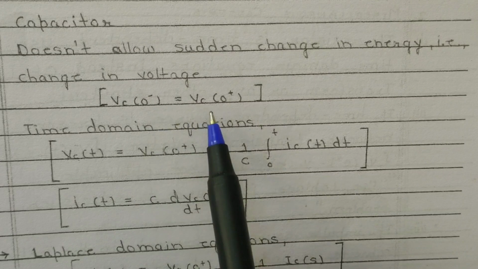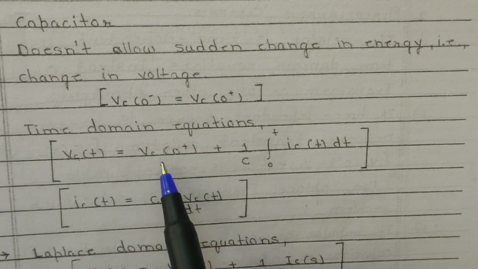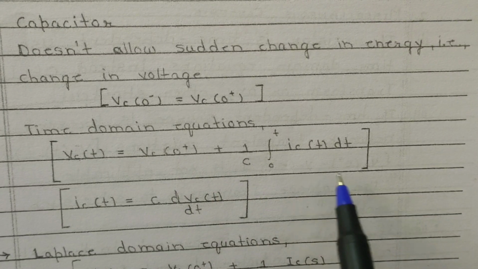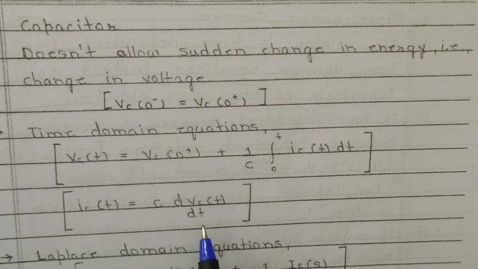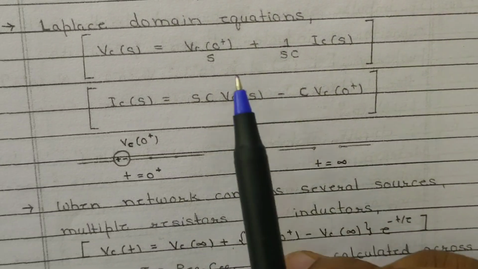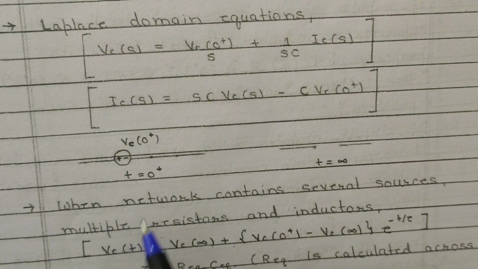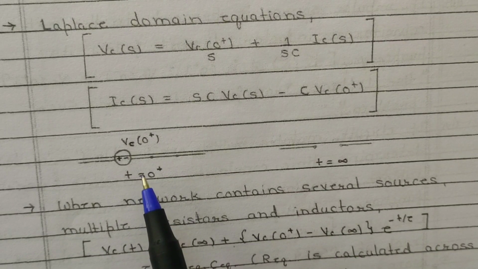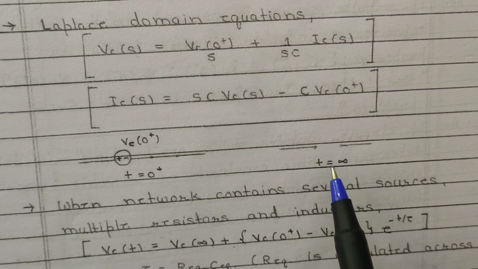Vc of 0 minus is equal to Vc of 0 plus, and the voltage across a capacitor at time t can be represented as the initial voltage across the capacitor plus 1 by C into the integration of iC dt, where iC of t is equal to C into dVc by dt. The same equations can be written in the Laplace domain as shown. At initial conditions, a capacitor is represented by a voltage source, and at final conditions it is represented as an open circuit.